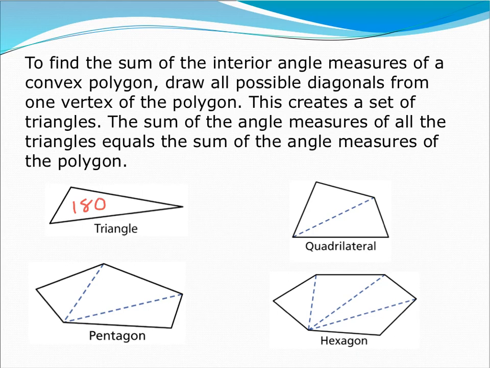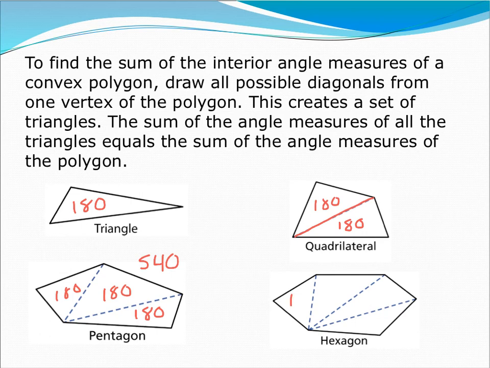So in a quadrilateral, if we draw a diagonal, now we have 2 triangles. So we have one triangle with 180 and another triangle with 180. So how many degrees do you think the 4 angles of the quadrilateral are going to add up to? 360. In the pentagon, we have 3 triangles with 180. So what do you think all the angles are going to add up to in a pentagon? 540. So we just added 180 plus 180 plus 180.